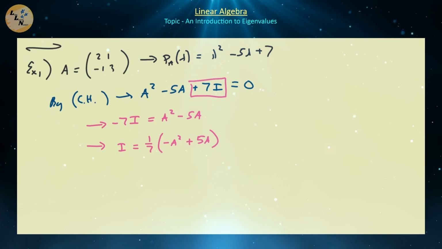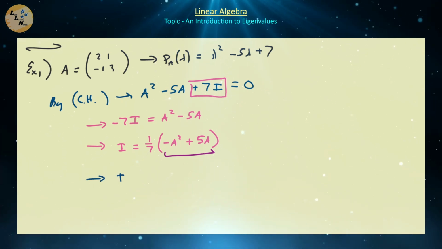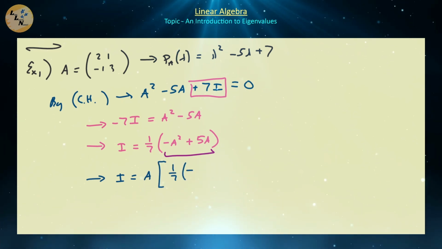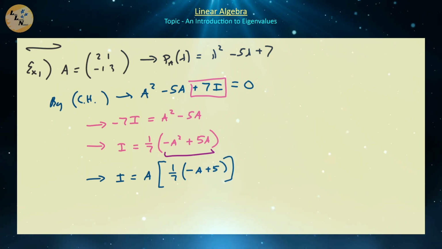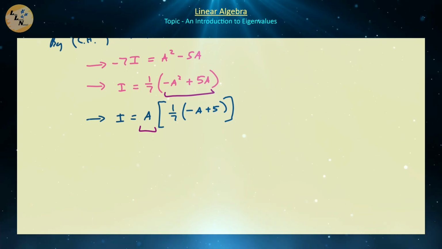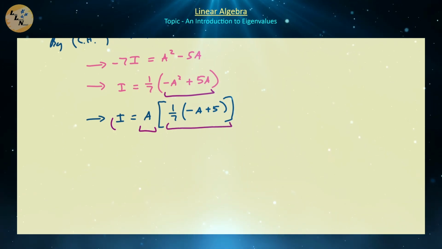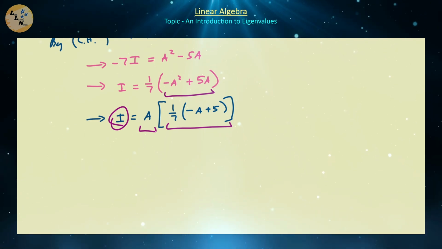And notice that this term is going to have A's in it everywhere, because the only term that does not have A is the identity matrix. So I'm going to factor that A out. I is equal to A times 1/7 times minus A plus 5. Right? So notice that I have A times a matrix equal to the identity, and I could have factored this out on the right-hand side, and I would get the same exact statement, just reversed.